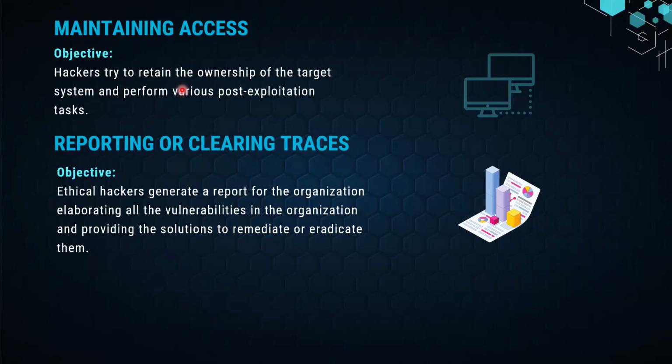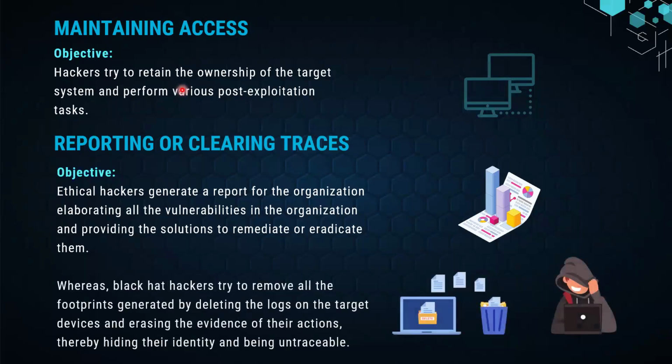Finally, you have reporting or clearing traces where, as an ethical hacker, you generate reports for the organization, elaborate all the loopholes for them, and provide the solutions. Tell them what the loopholes are, how do you remove those loopholes. That's the responsibility or the last step of an ethical hacker. On the other hand, if you're not an ethical hacker, if you're a black hat hacker, you don't report anything, obviously. You remove all the footprints generated. You delete the log files, erase all the evidence of your actions, and stay hidden so that you are untraceable. So that is called clearing traces.